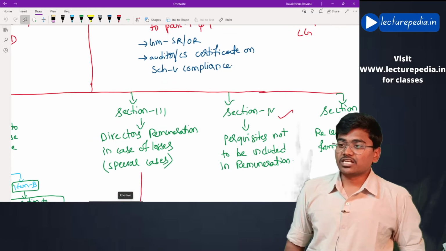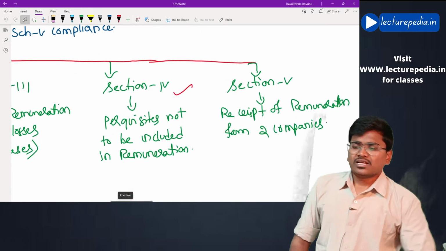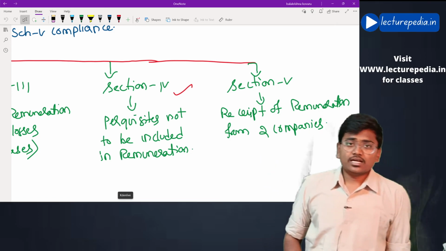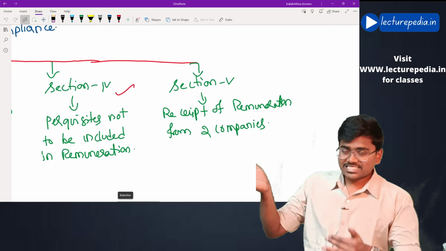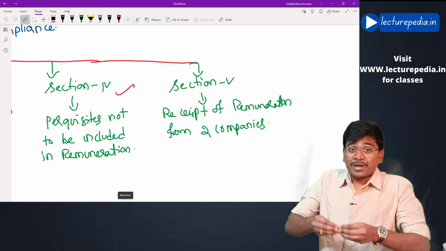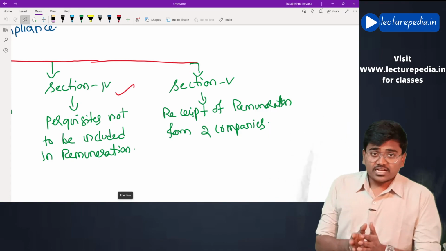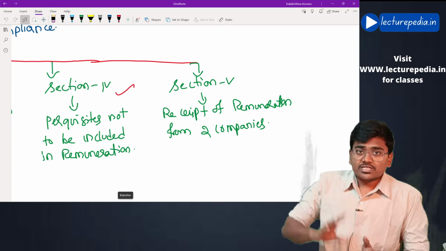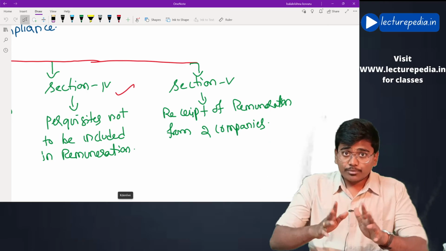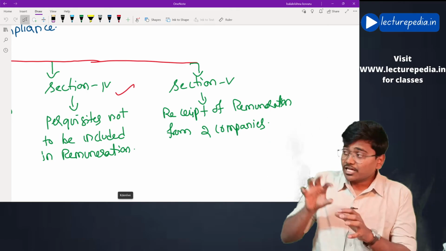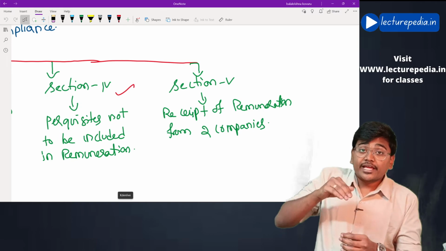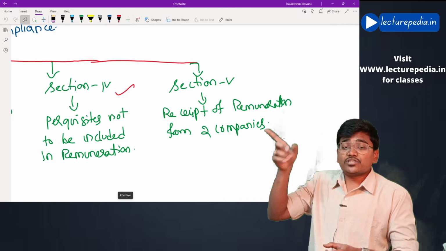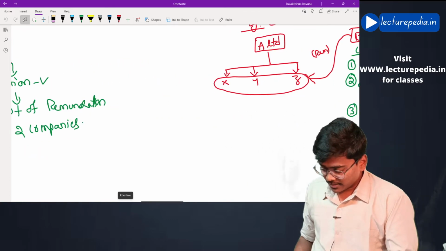Moving to section 4. Section 4 prescribes some 6 perquisites which should not be included in the remuneration. Okay, and section 5 says the maximum remuneration, see, let's say a particular person is receiving remuneration from 2 companies. In that case, the maximum remuneration that this person can receive from these 2 companies cannot be more than the higher of maximum remuneration of these 2 companies. See, example.